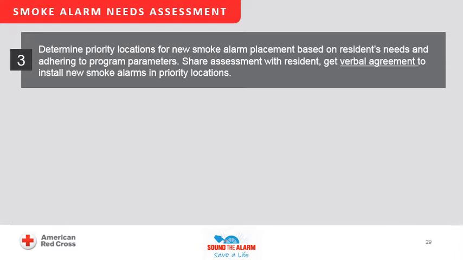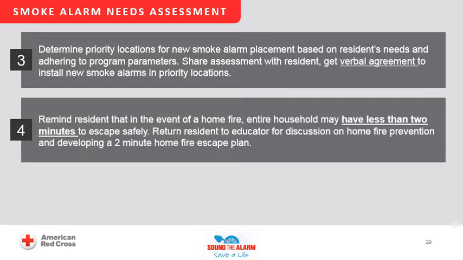3. Determine priority locations for new smoke alarm placement based on residents' needs and adhering to program parameters. Share assessment with resident. Get verbal agreement to install new smoke alarms in priority locations. 4. Remind resident that in the event of a home fire, resident and resident's entire household may have less than 2 minutes to escape safely. Return resident to educator for discussion on home fire prevention and developing a 2-minute home fire escape plan.